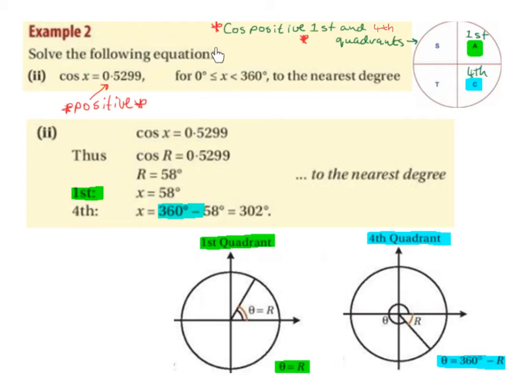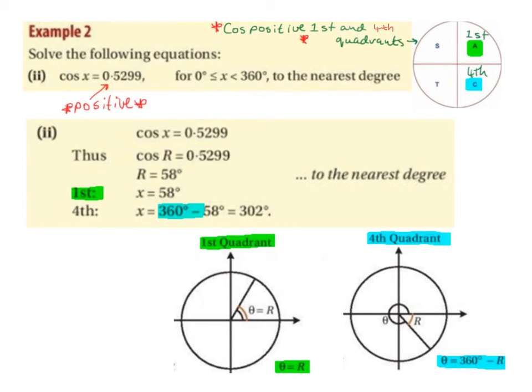Solve the following equations. Cos of x is equal to 0.5299 for x values greater or equal to 0 but less than 360 degrees to the nearest degree. First thing we need to note is that cos is positive, so there's no minus here. So we are interested in where cos is positive, so which quadrants.